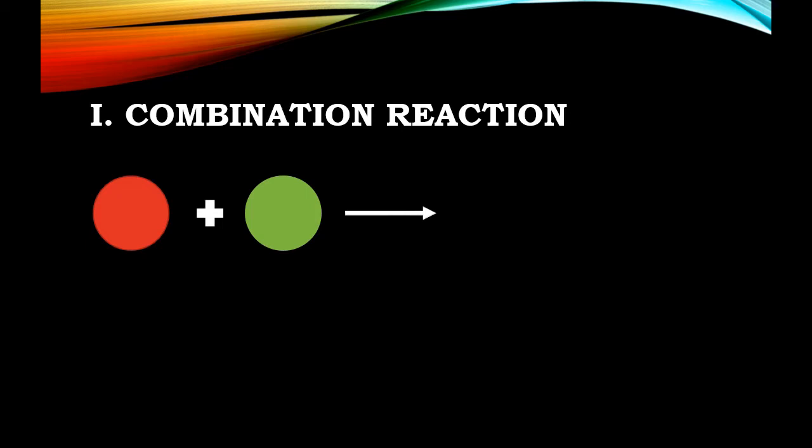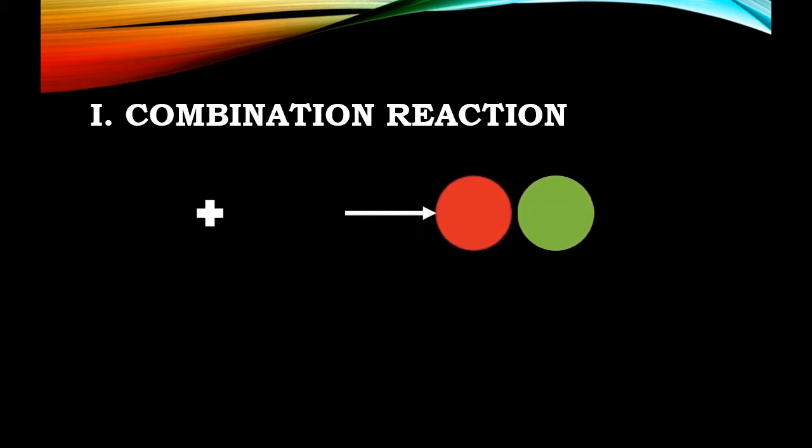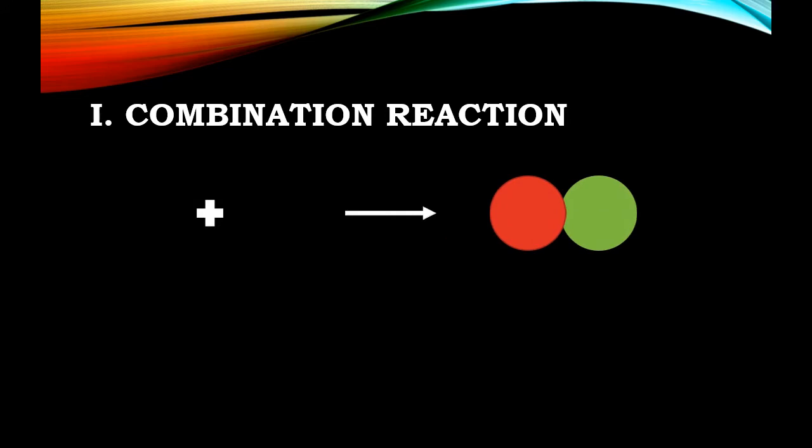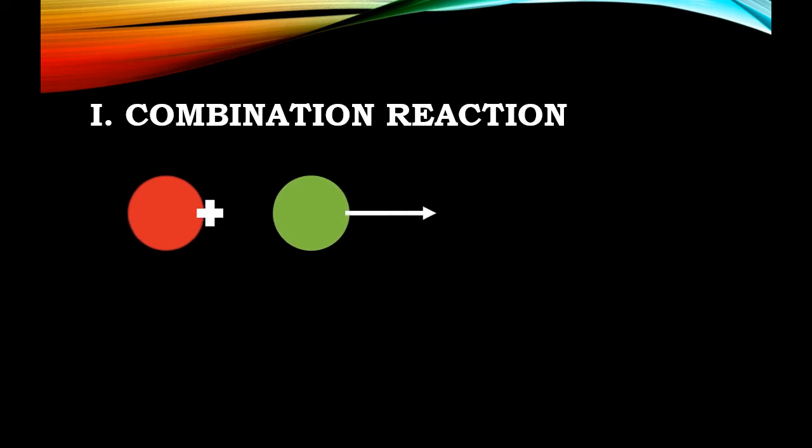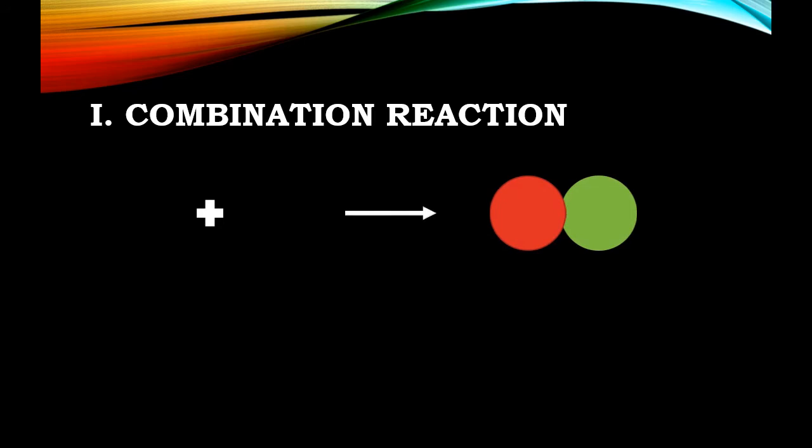Let us talk about the first one, that is combination reaction. What is a combination reaction? The reaction in which two or more reactants combine to form a single product is called a chemical combination reaction, or sometimes it is also called an addition reaction. Let us have a look at this representation of a combination reaction. We can see that there are two balls in the reactant side, and after they undergo a chemical reaction, these two balls combine together to form one product.